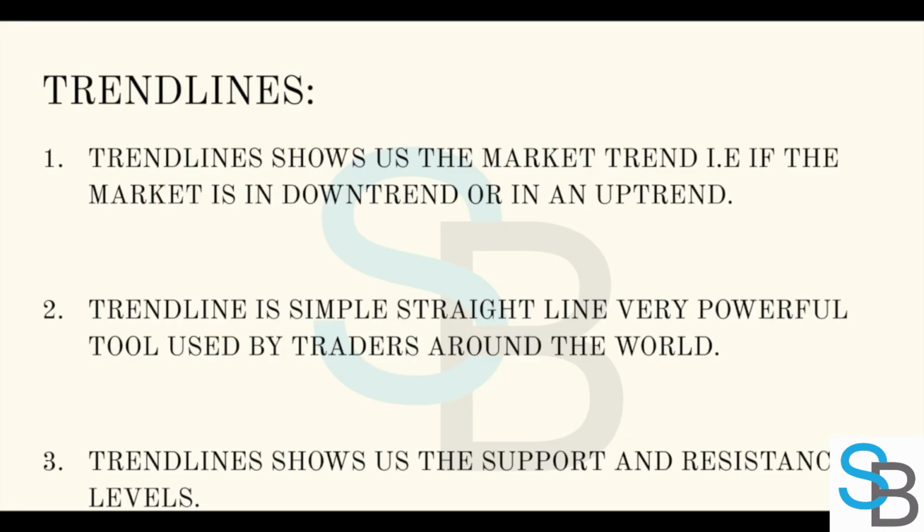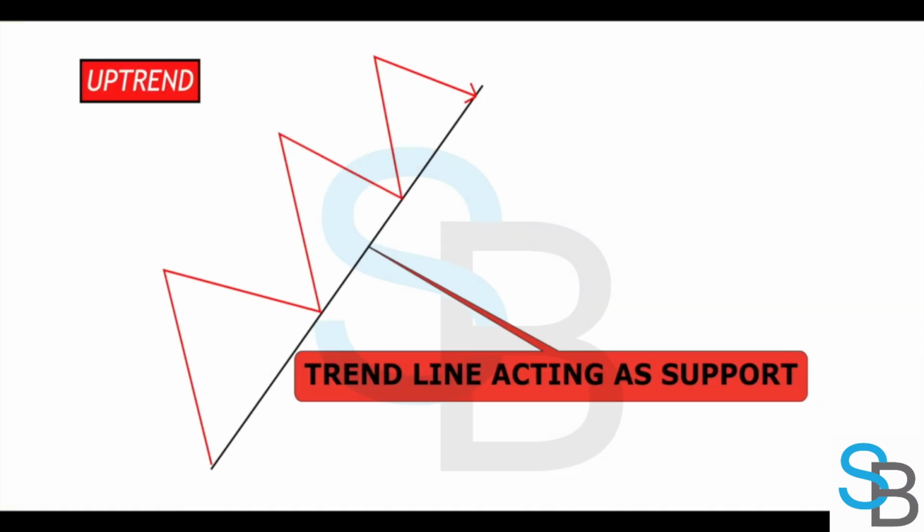So what are trend lines? Trend lines basically show us the market trend. In other words, if the market is in a downtrend or an uptrend. A trend line is a simple straight line, a very powerful tool used by traders, technical analysts and investors all around the world. Trend lines show us the support and resistance levels, which I will be explaining to you in a while.